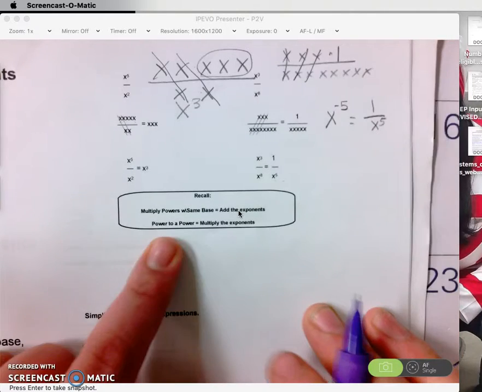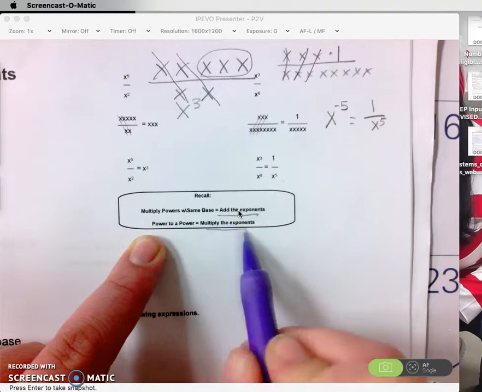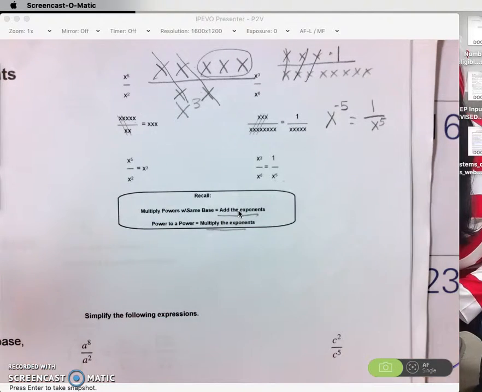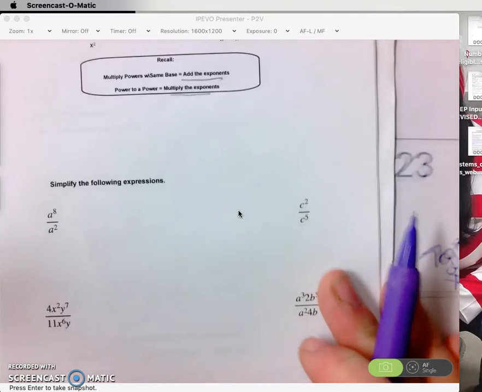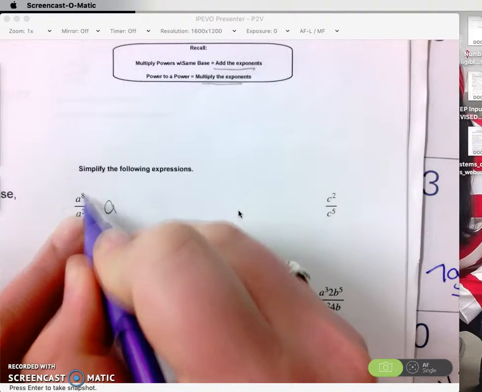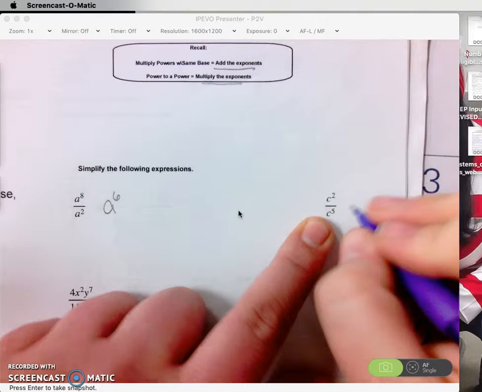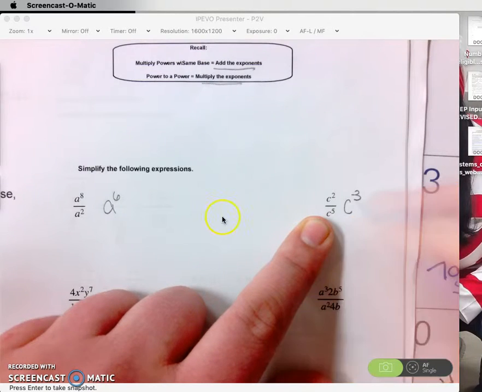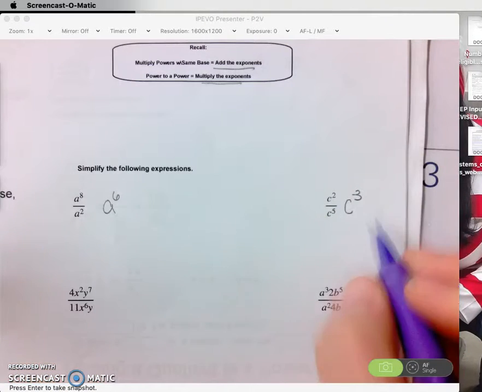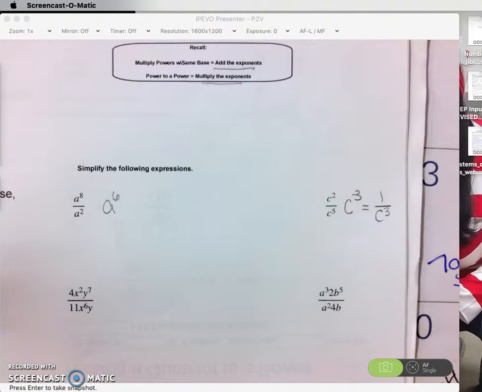Just remember, multiplying powers with the same base, you're going to add the exponents. Power to a power, you're multiplying the exponents. Now we're dividing, we're going to be subtracting the exponents. So here we have 8 minus 2 becomes 6. This becomes, we have a negative exponent, so we're going to want to put it below. So this would be 1 over c to the 3rd.